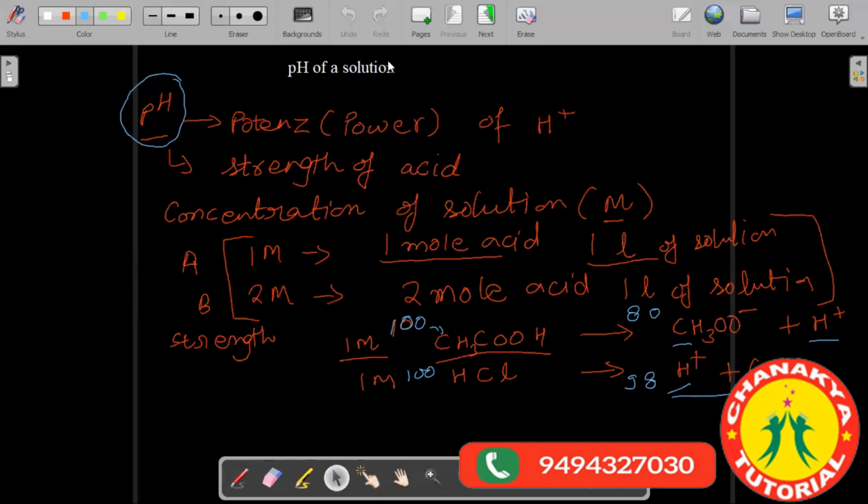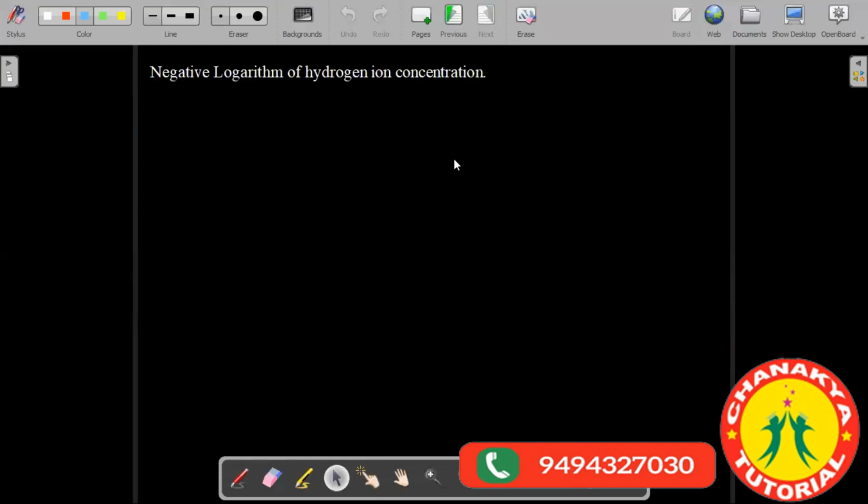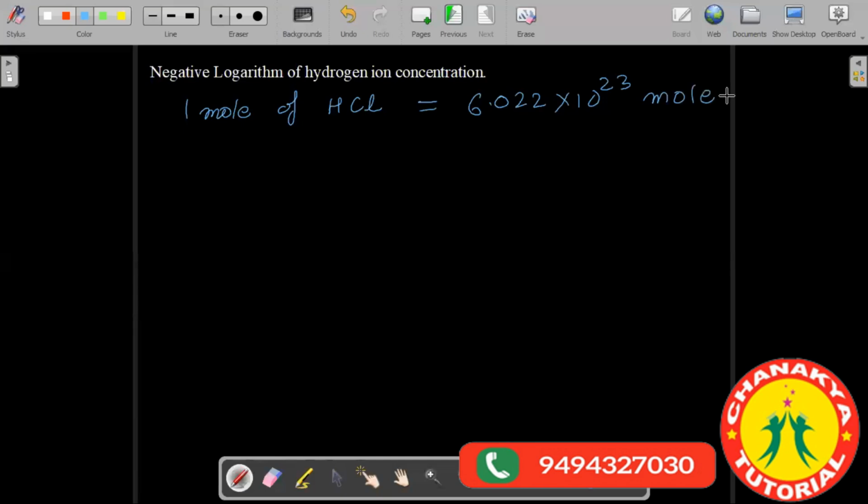Yes, sir. See, the mole concept is not in your syllabus. It was also not a part of ninth, and here also we are not utilizing it much. You can understand it like this: if you take 1 mole of a substance, suppose 1 mole of HCl, it means you have 6.022 multiply 10 to the power 23 molecules of HCl.